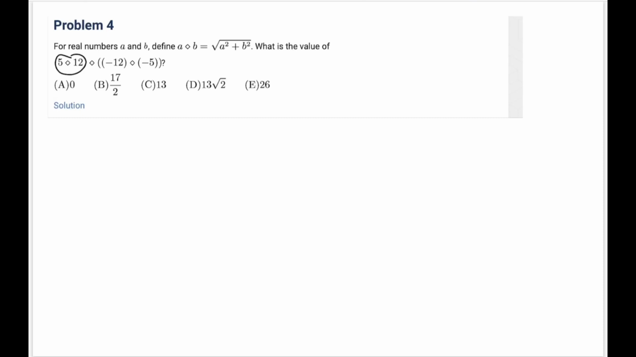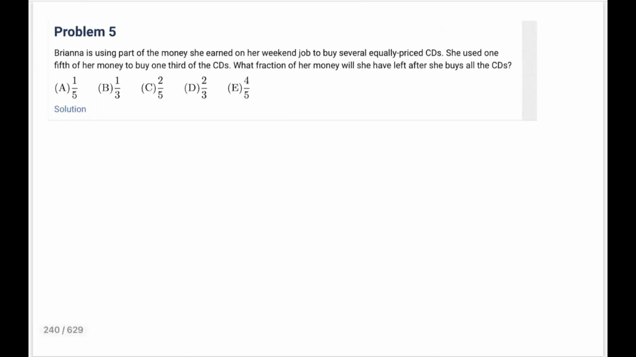So this will be root 5 squared plus 12 squared. That's 13. So this is 13 diamond and then 13, right? Since this squared plus this squared is the same thing as 12 squared plus 5 squared. So it will be 13 times 13. This is root 13 squared times 2. This is 13 root 2. The answer is D. Problem number 5.